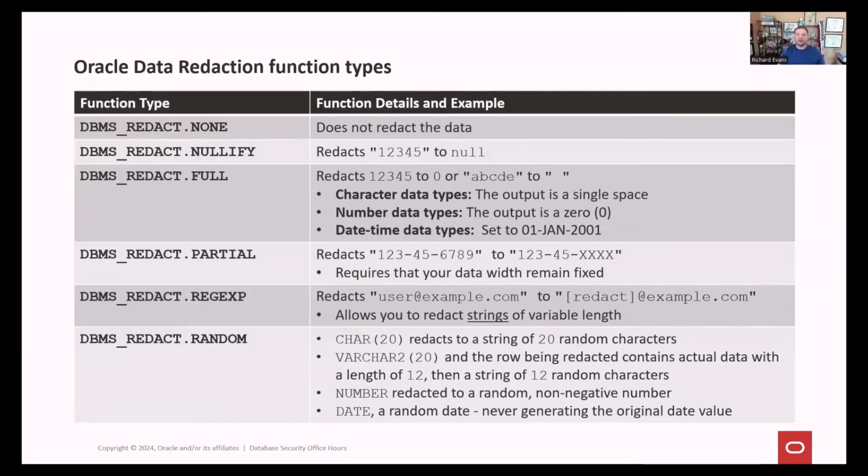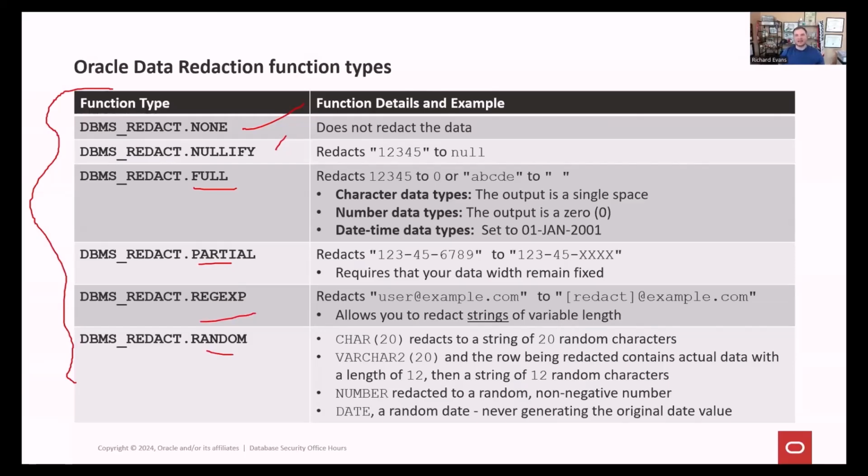If we've got a varchar, it's going to redact it and replace it with a random assortment of alphanumeric characters of whatever the actual data length is. If we've got numbers, it's going to redact it to a non-negative random number. And with date, it's going to redact it to a random, system-generated date that doesn't include that original value, okay? What data types does this apply to?